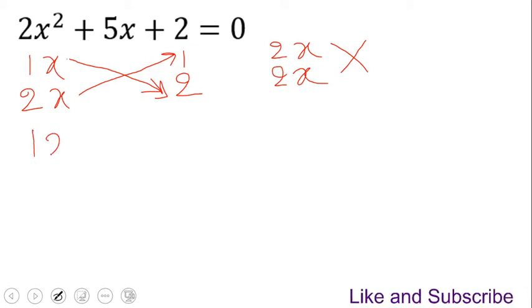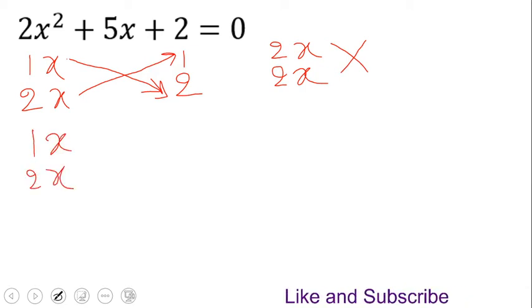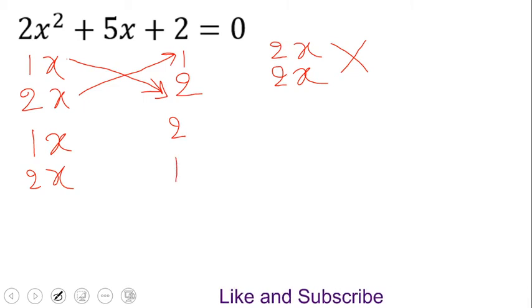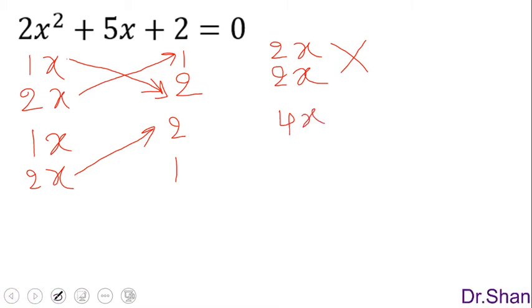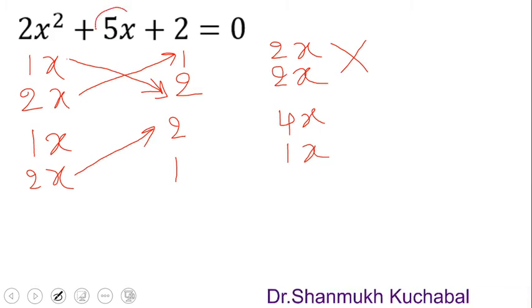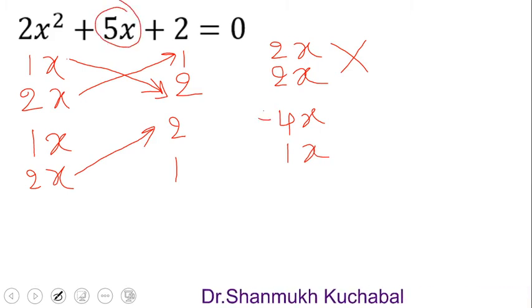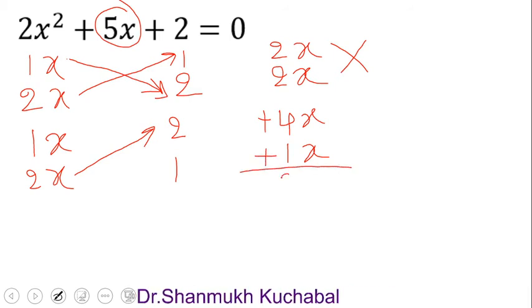So 1x, 2x will be as it is. So here 2, 1, bigger number first, smaller number next. So then multiply it. 2x into 2, we are going to get 4x. And next 1x into 1, we are going to get 1x. So if we add it, we get 5x. So addition, we get 5x.